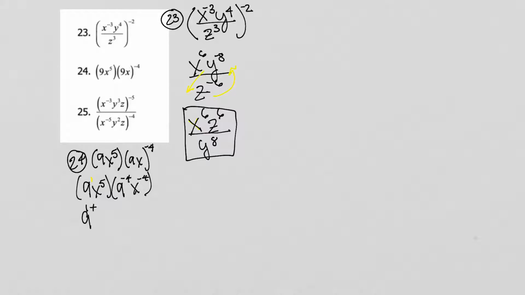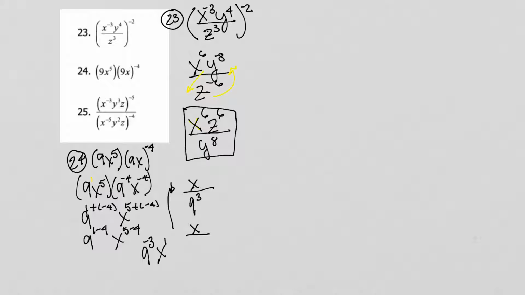9 to the 1 plus that negative 4. And then with the x's, we've got x to the 5th, x to the negative 4. So I'm going to add those exponents. 5 plus negative 4. This will give us 9 to the 1 minus 4, x to the 5 minus 4. So we'll end up with 9 to the negative 3, x to the 1. And I'm going to eliminate that negative 3 because I want only positive exponents. I'm going to drop the 9 into the denominator. So it's going to be x on top, x to the first, or just x, over 9 to the third. 9 to the third is a small enough number I can do that. That's going to be 9 times 9 times 9. Now 9 times 9 is 81, and 81 times 9 is 729.